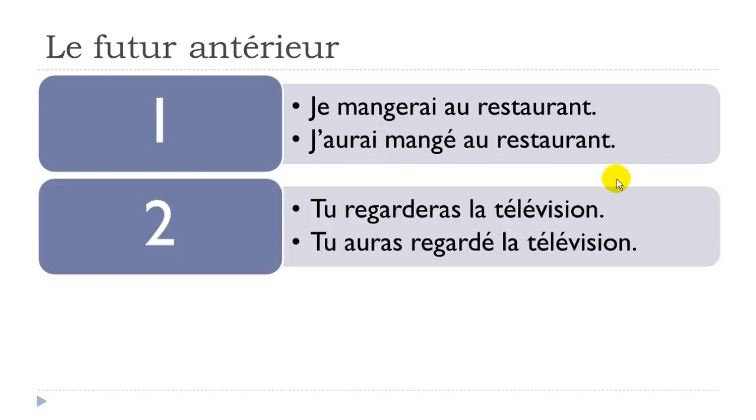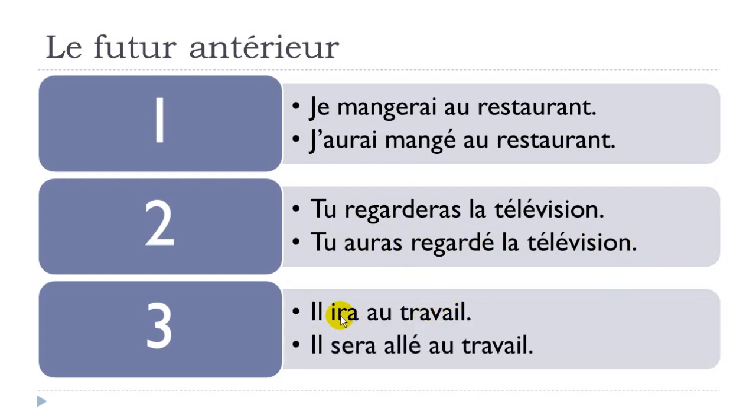Second example, if we take the sentence, tu regarderas, regarder is to watch, la télévision, okay. Tu auras regardé la télévision. So this is the same structure at the futur antérieur. What can we see? We can see avoir one more time, and it's at the future tense. And then here we can see that we've got the participe passé form. Okay, so third example, il ira, ira, so it's coming from aller, okay, aller is to go, au travail, at work, and then here, il sera allé au travail. So we can see that here we've got être, and then we've got the participe passé form here.